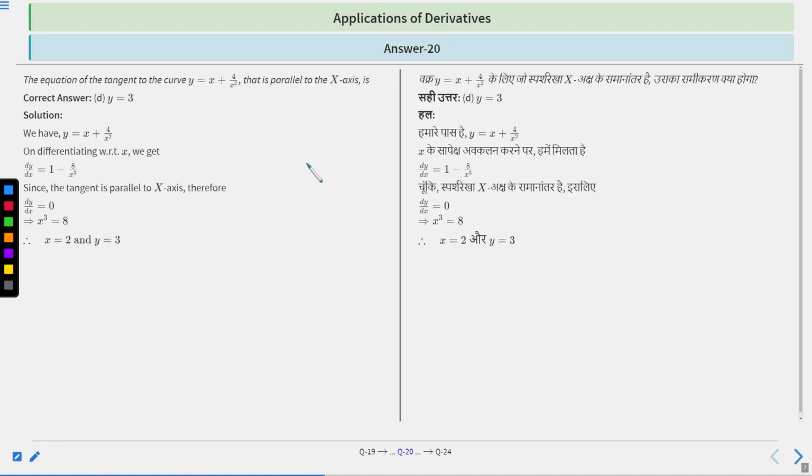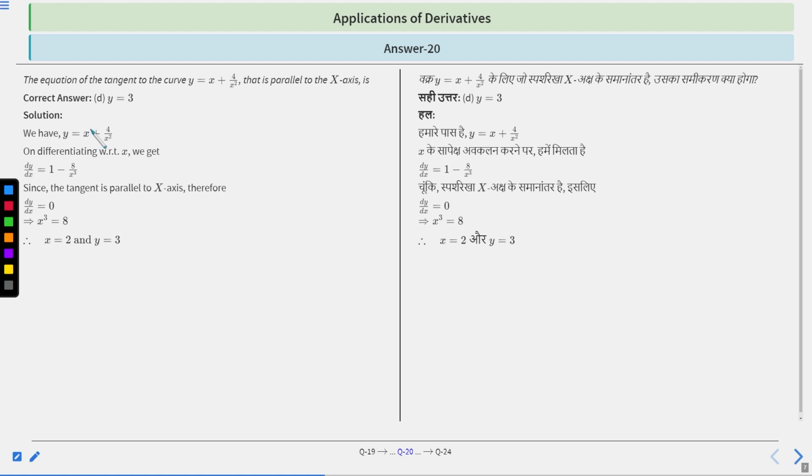Okay, let's move to the solution part. See, we have equation of curve y is equal to x plus 4 by x square. On differentiating with respect to x both sides, we will get dy by dx is equal to 1 minus 8 by x cube. Since the tangent is parallel to x-axis, therefore dy by dx is equal to 0. Therefore, we will get x cube is equal to 8. So that means x is equal to 2.